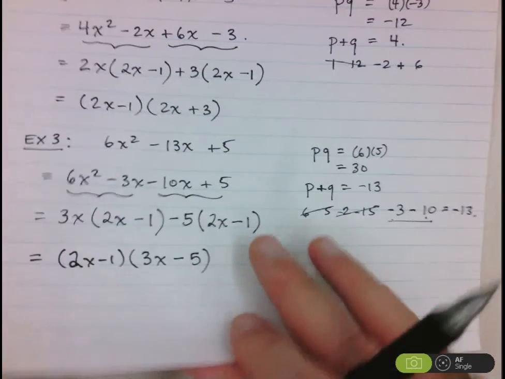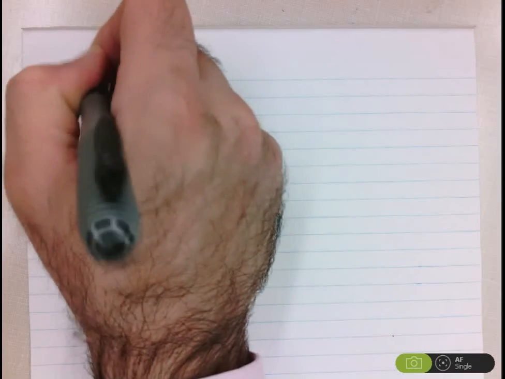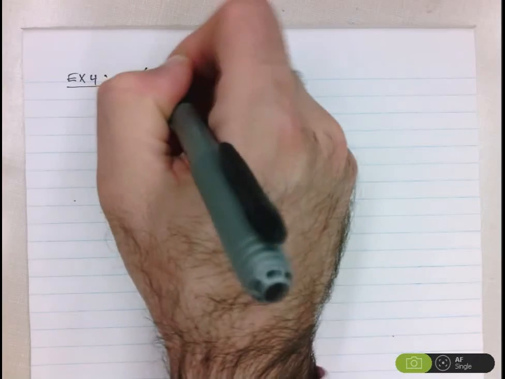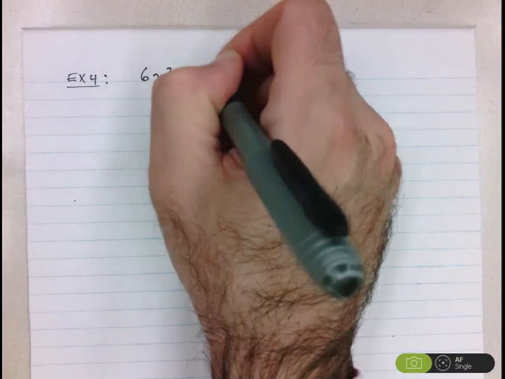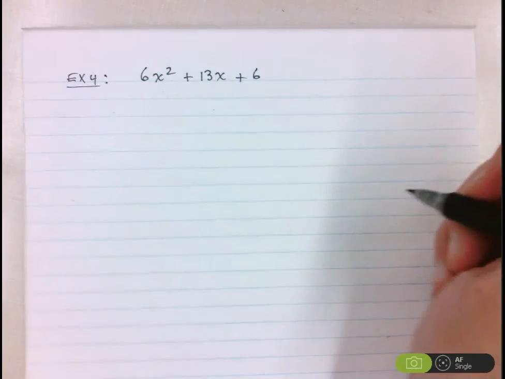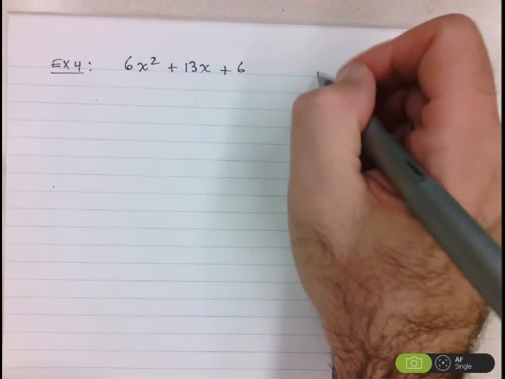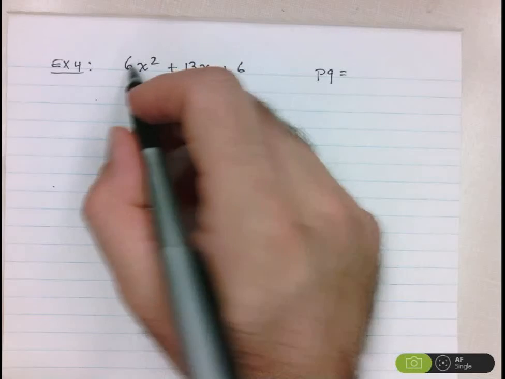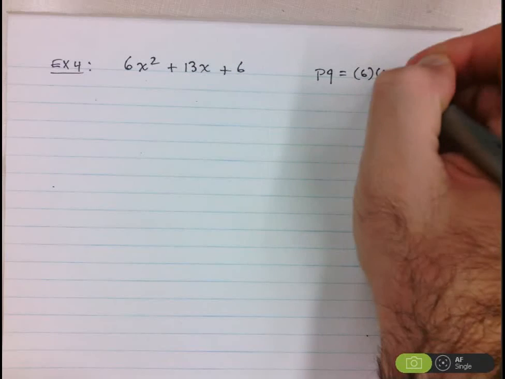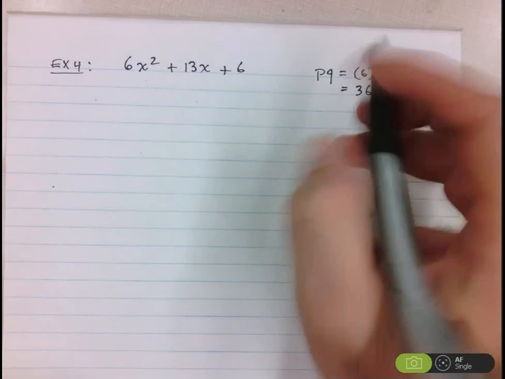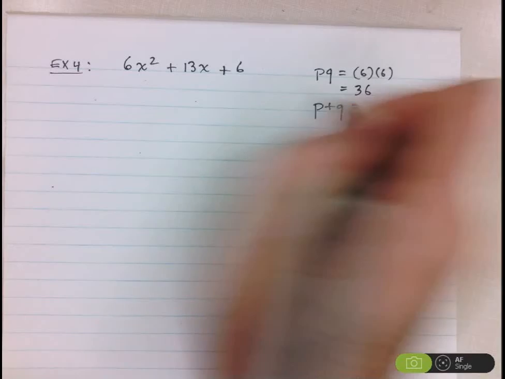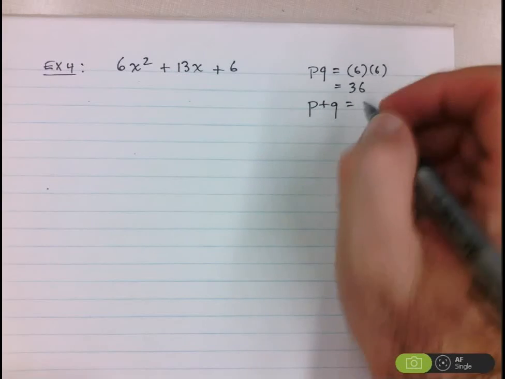Okay, and let's do one last example here. Okay, we'll use another sheet of paper. Okay, the last example I'm going to work on, and we'll take maybe some slightly bigger numbers. So example 4 is going to be 6x squared plus 13x plus 6. Okay, so again, I'm looking for two numbers that multiply to a times c. So 6 times 6 is 36. And the two numbers have to also add up to the middle term, which is 13.